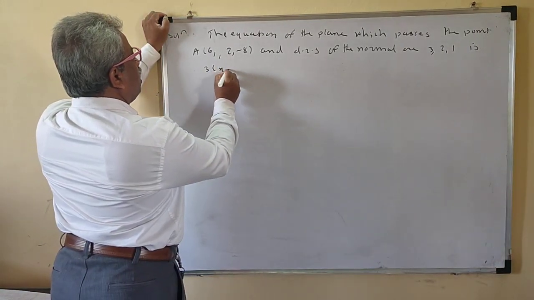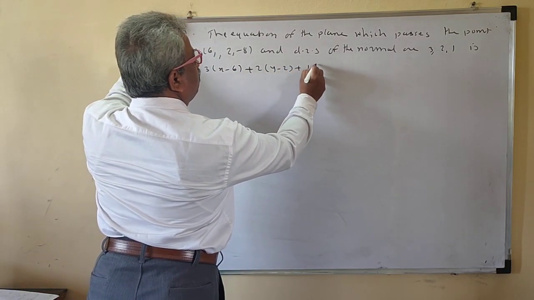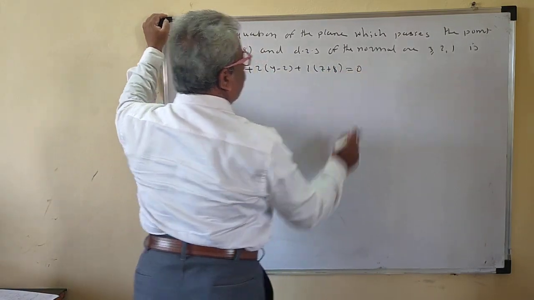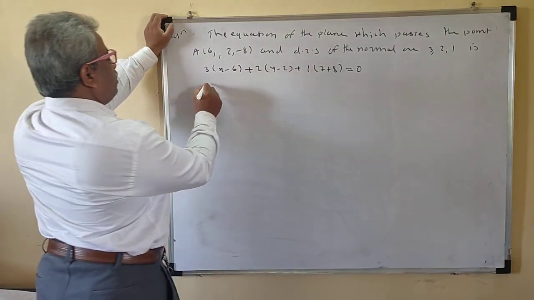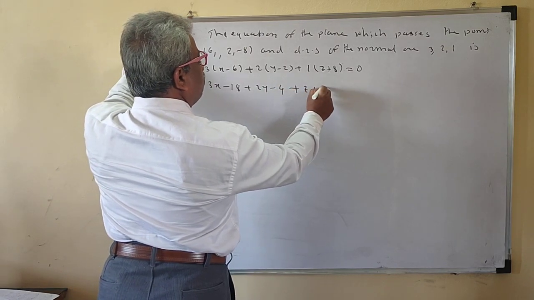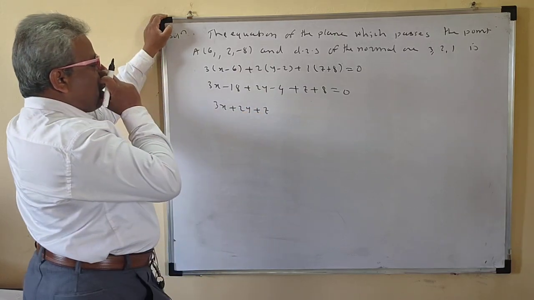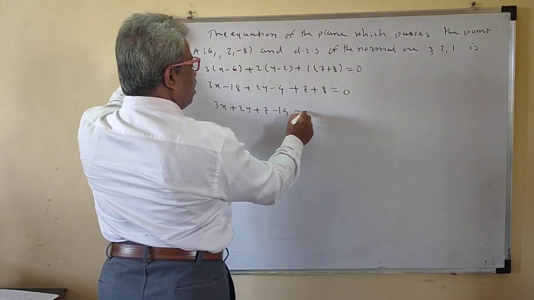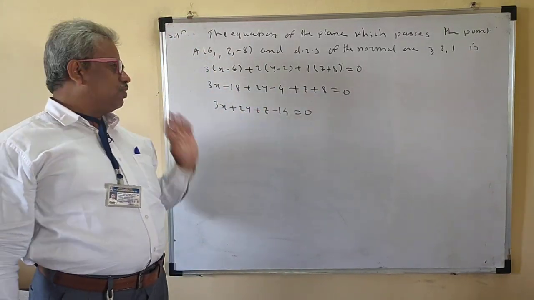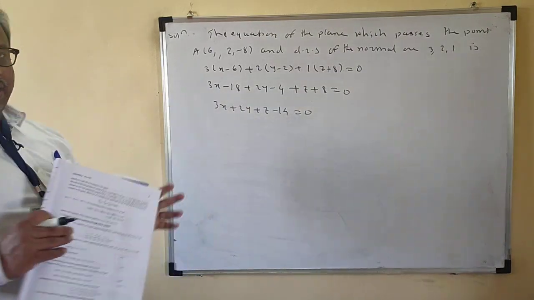So 3 into x minus 6, plus 2 into y minus 2, plus 1 into z minus minus 8, which becomes plus 8, is equal to 0. Simplify this. So 3x minus 18 plus 2y minus 4 plus z plus 8 is equal to 0. So 3x plus 2y plus z, minus 18 minus 4 plus 8 gives minus 14, is equal to 0. So the problem is over now. This is your required equation of the plane.